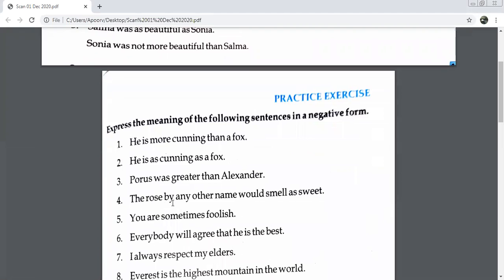Very good. Next: the rose by any other name would smell as sweet. The rose by any other name would not smell as sweet.